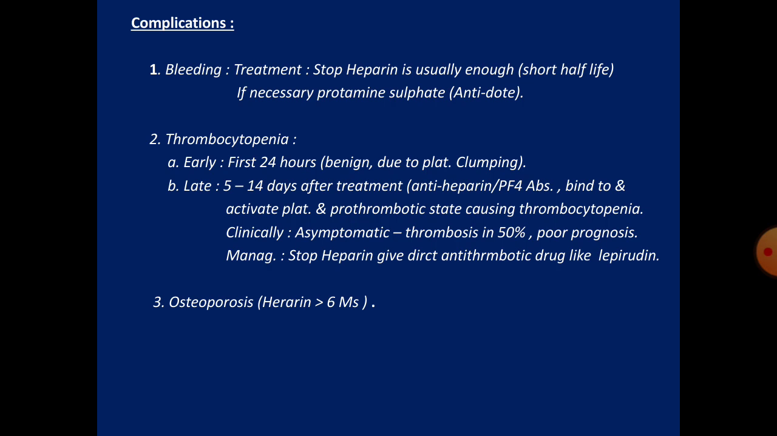If the patient develops HIT with heparin, we should stop it, but not use low molecular weight heparin, because there is a cross reaction between heparin and low molecular weight heparin. So we use instead what we call a direct antithrombin drug like lepirudin. Another adverse effect of anticoagulants is osteoporosis, and this mainly happens with heparin if we use it for a long time, more than 6 months.